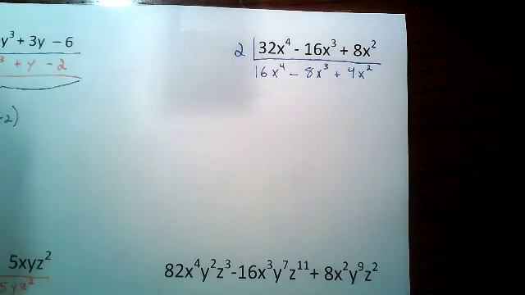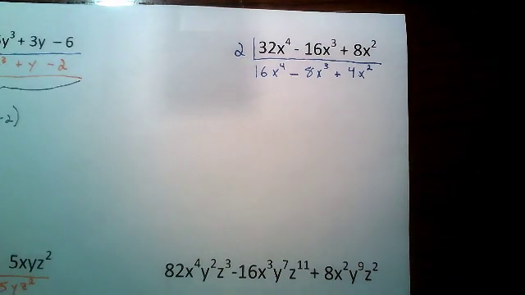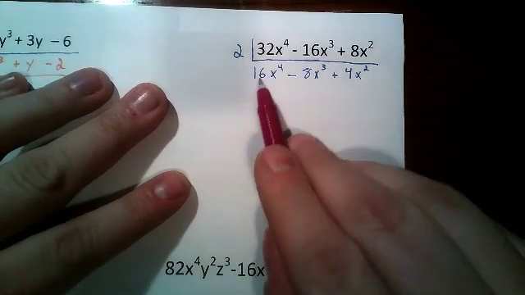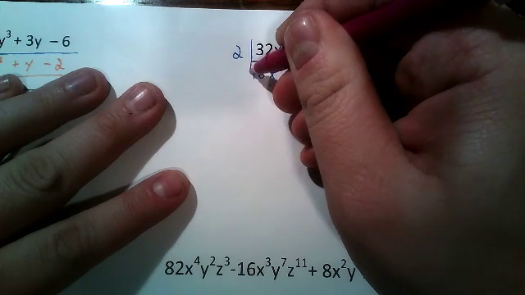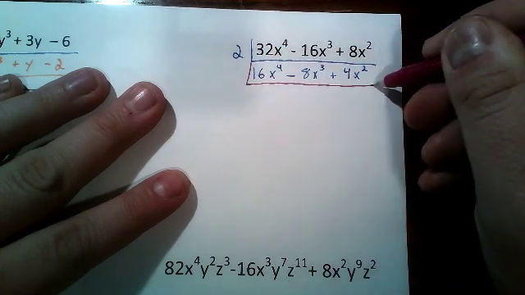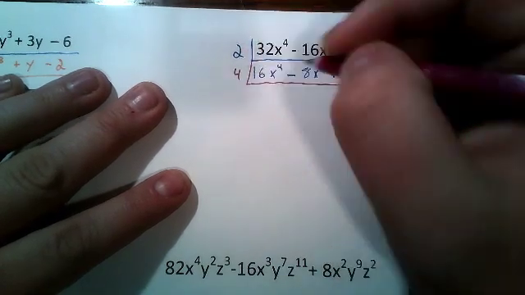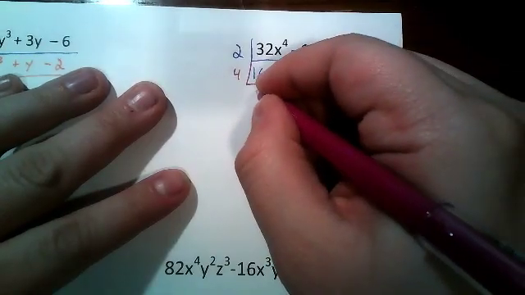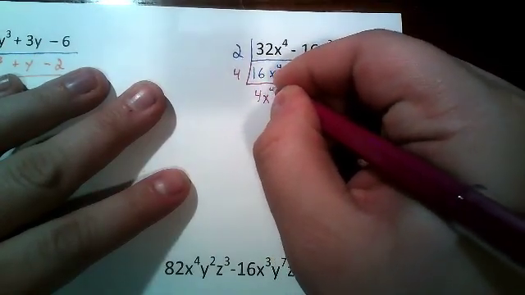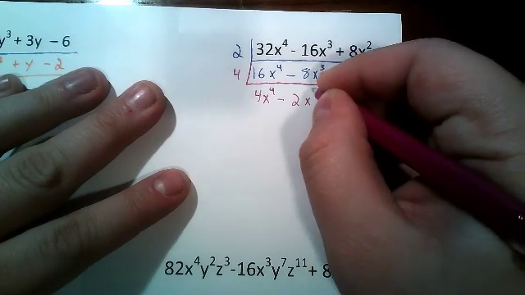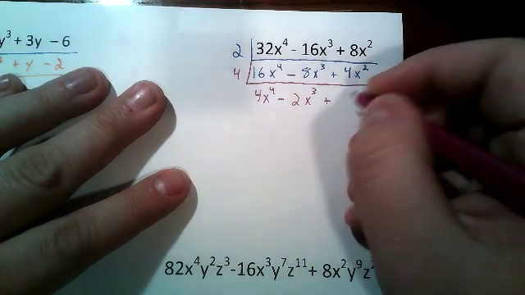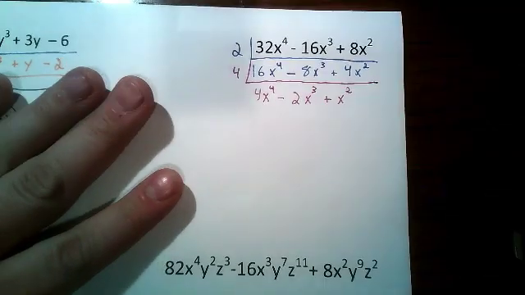Okay. And now, is there another number that I can take out? Well, let's try again. They're all divisible by 4. So let's do it again, and let's take out a 4. So I get 4x to the fourth minus 2x cubed plus x squared.